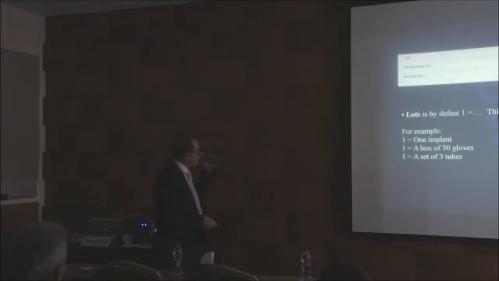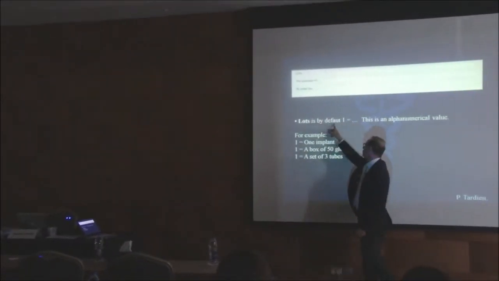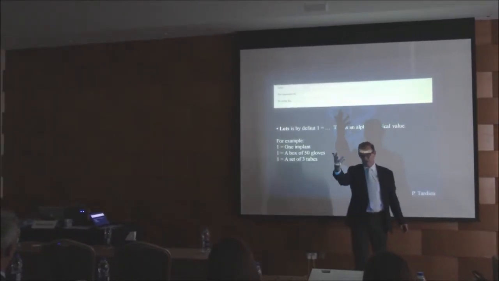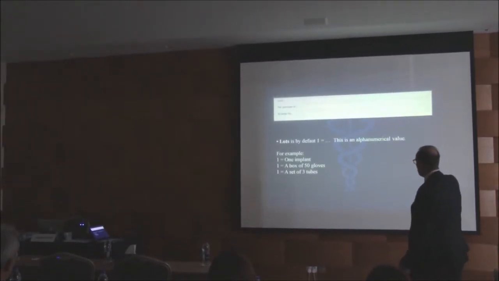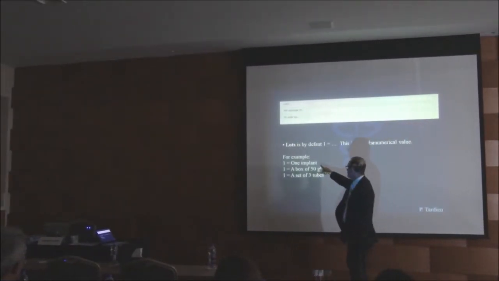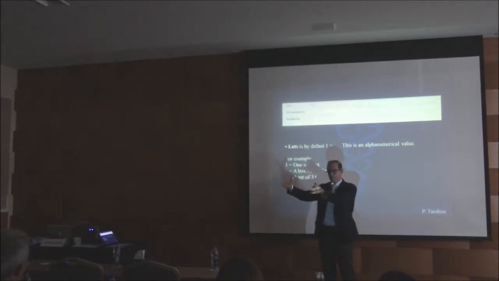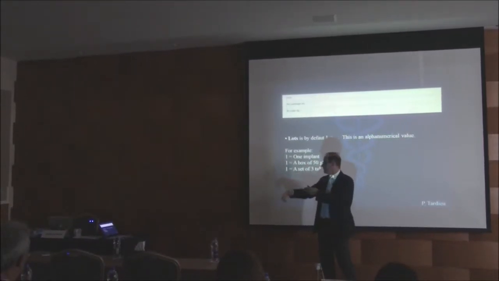So when we order one thing, this is what we call the lot. Lot equals 1. What is 1? Why I did that? Because 1 can be 1 implant. In this case, it's easy. What I order is 1 implant. The package of 1 implant is 1. I order 1 by 1, okay?